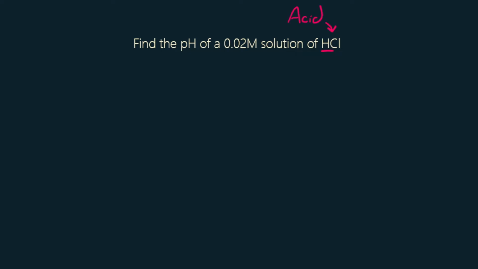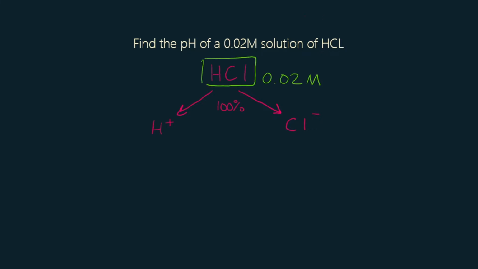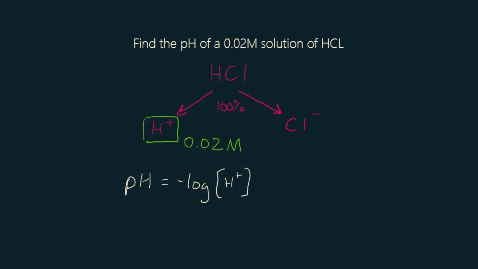We know HCl is one of the strong acids, and that means it will dissociate 100% of the time. So if there's 0.02 molar HCl, then that's how much H+ we have. From there, set up the pH equation and plug in the H+ concentration. And that gets us our answer.